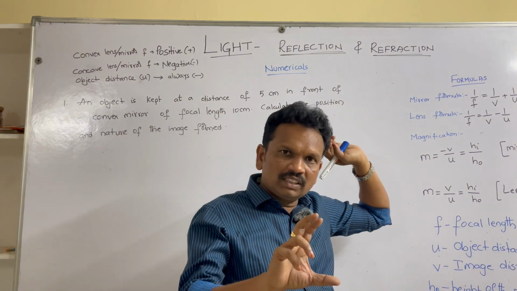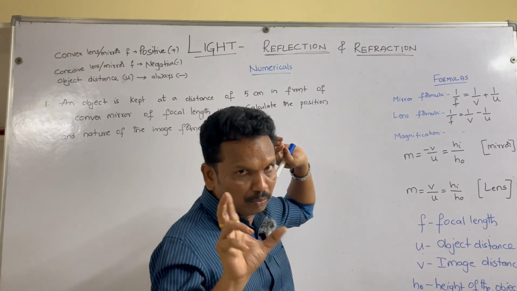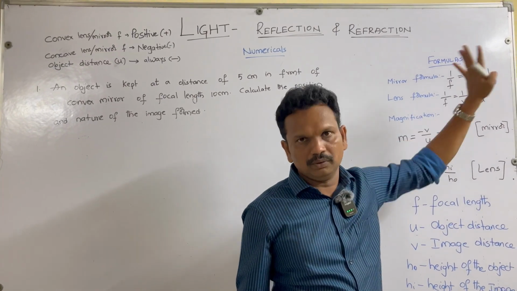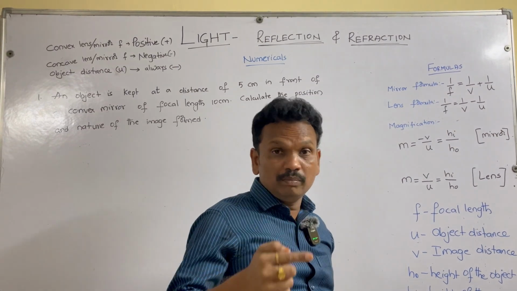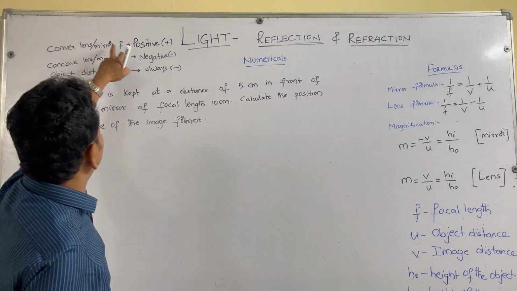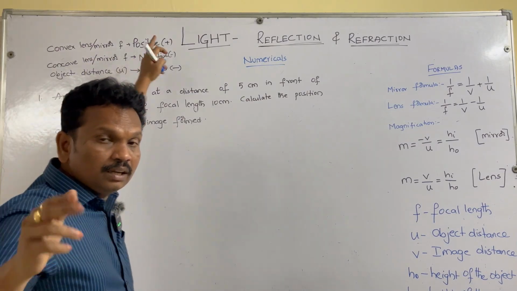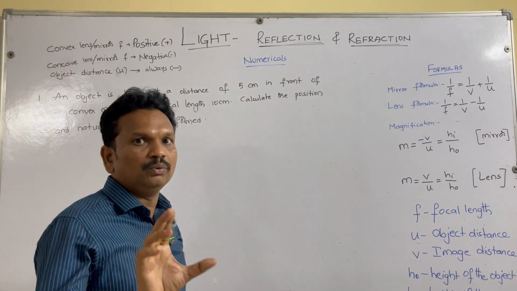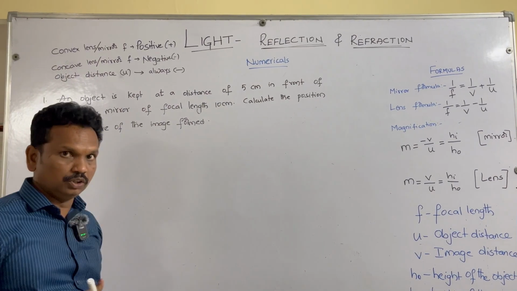Either convex mirror or concave mirror, the mirror formula is 1 by f is equal to 1 by v plus 1 by u. Then convex mirror focal length is always positive. We need to apply these conventions, and object distance is always negative. Now start with the solution.